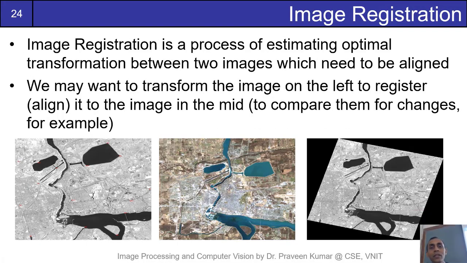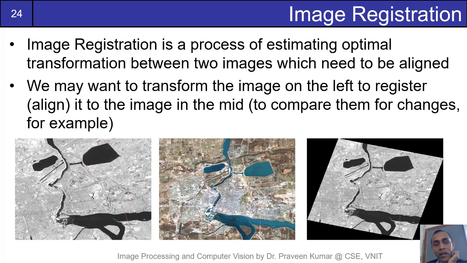So why am I discussing this? Because one of the important pre-processing steps that may be needed is called image registration. As I said, many times, either we want to take a difference or whatever, we will have to align two images so that the corresponding locations map to the same locations.